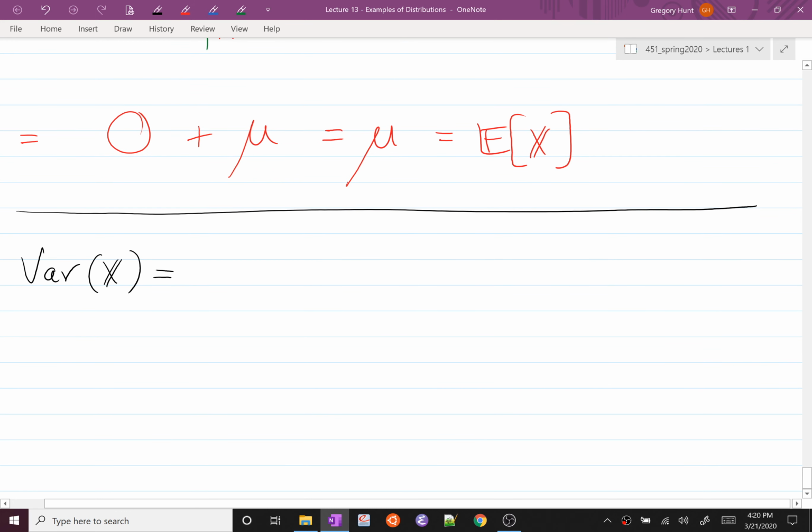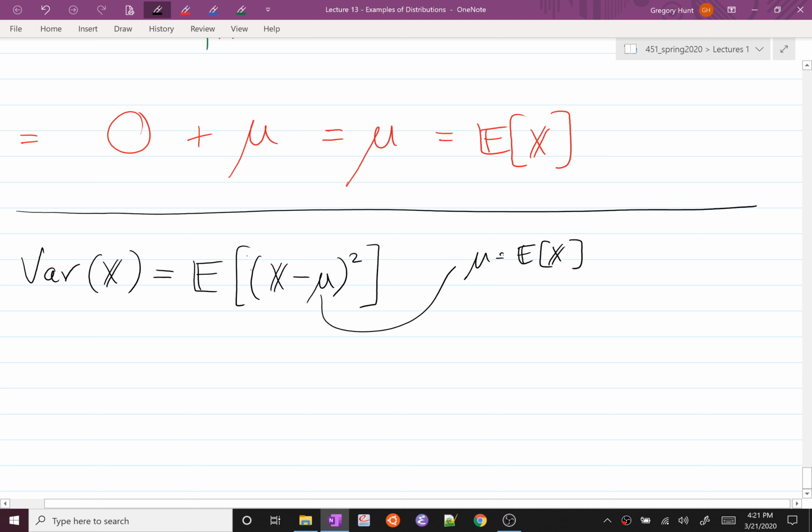And the variance of this thing, we have a formula, right? The shortcut formula is typically the way we calculate variance, but we can go back to the definition. And in this case, we use mu for expected value, and it is also, not coincidentally, the name of the parameter. So this is exactly the variance of a normal random variable. So that's the formula.